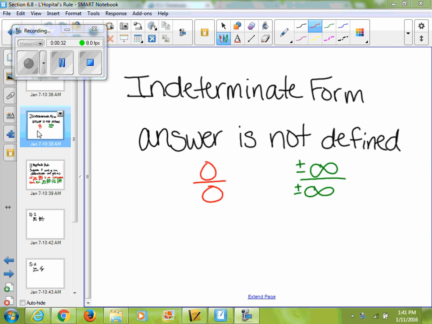And so the first thing we're going to look at is indeterminate form, because L'Hopital's rule is used whenever you get a limit that ends up in an indeterminate form. An indeterminate form is basically just an answer that's not defined, or an answer that doesn't exist, such as 0 over 0, or positive or negative infinity divided by positive or negative infinity.